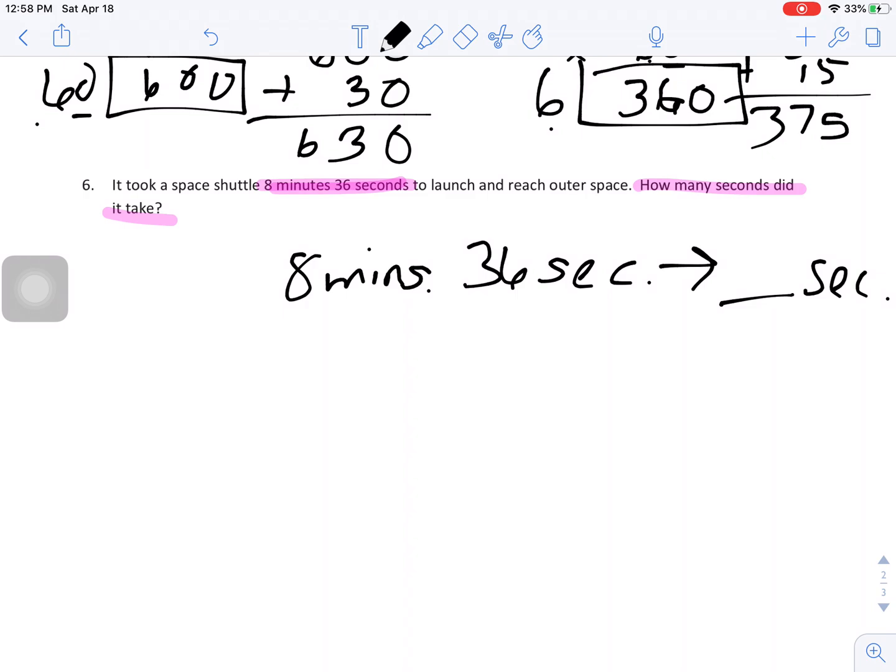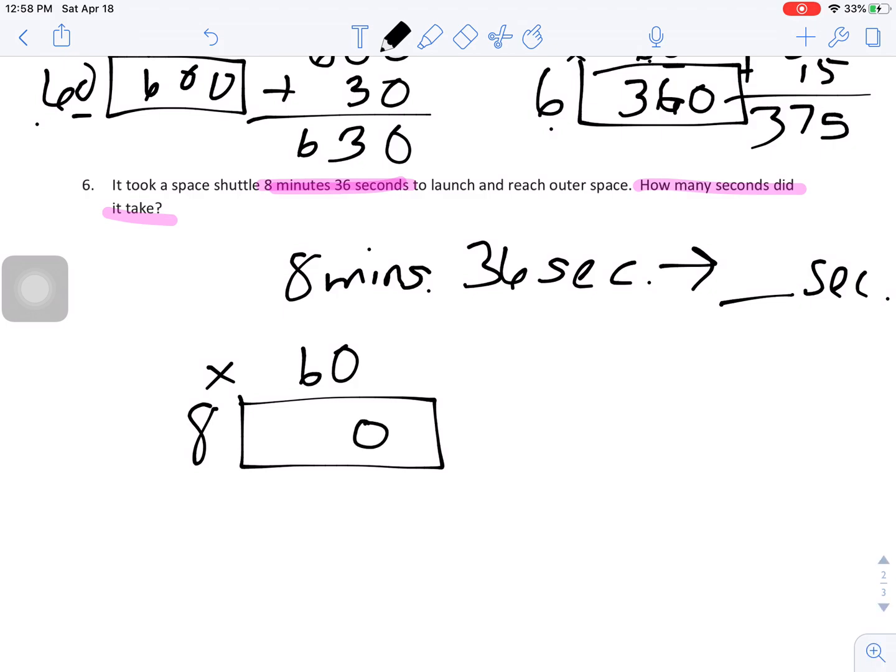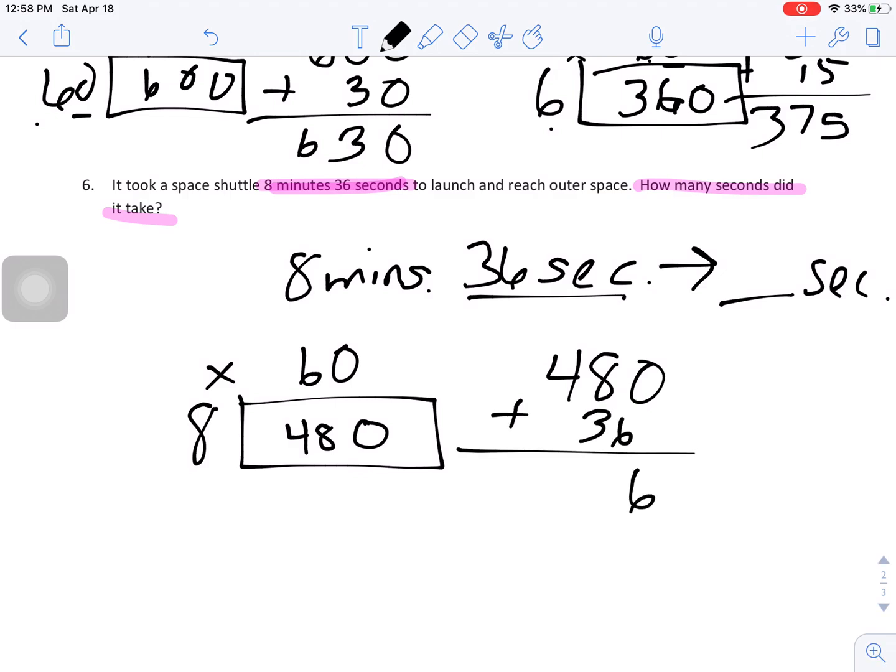So I need to know if I have 8 minutes and each minute has 60 seconds, how many am I going to have in those 8 minutes? I already know that I'm going to bring the 0 down to hold the place of the ones. 8 times 6 is 48, or I could go up to my conversion table. This is just faster than scrolling up and down for me. But I'm not done because I have 480 seconds and these 36 seconds. So I'm going to add them, put them together. 6, 8, 9, 10, 11, regroup. 4 plus 1 is 5. 516 seconds. So it took 516 seconds for the space shuttle to reach outer space from launching.